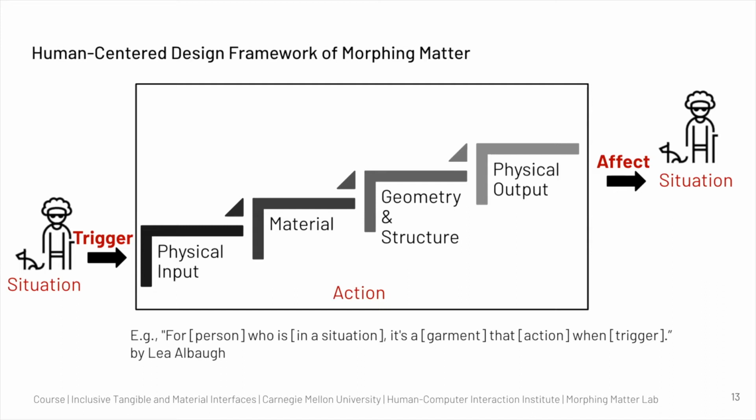So again, there must be some sort of situation the human is in that triggered a specific physical stimuli. And the physical output could also affect the situation, benefit, augment, or alter people's perceptions. And you guys have all been creators of this computational loop. Remember when Leah gave you the assignment, she asked you to think about for whom, in which situation, it's a what that did what when being triggered in which scenario. Those are all great examples of what you guys did, a human-centered design framework of morphing methods.